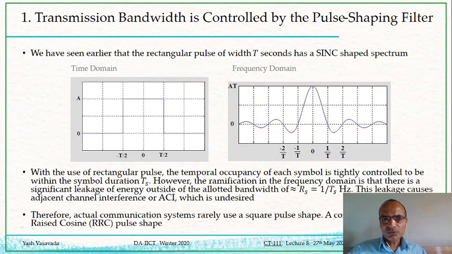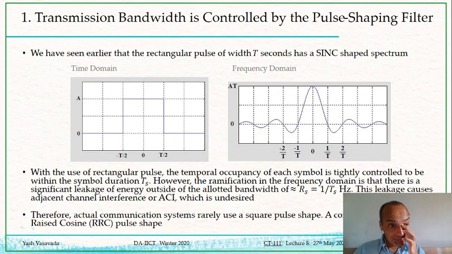Okay, so we have seen earlier that if I have a rectangular pulse in the time domain, then the frequency response is sinc shaped. The width of the main lobe of the sinc function in the frequency domain is inversely proportional to the width of the time domain pulse.